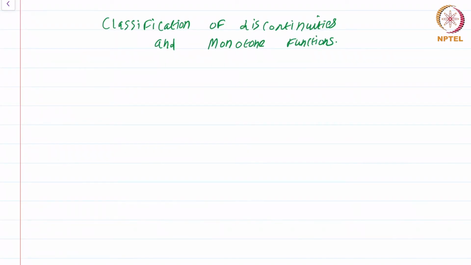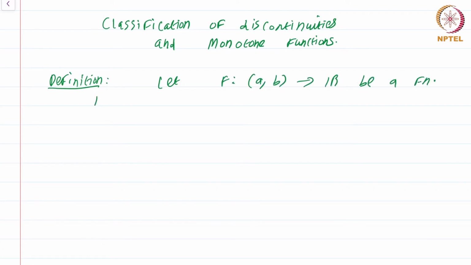Discontinuities of a function are of three types. Let's begin with the definition. In this definition, I'm going to restrict myself to functions defined on an open set just for convenience. Let f from (a, b) to R be a function. Let x be in (a, b) be such that f is not continuous at x.